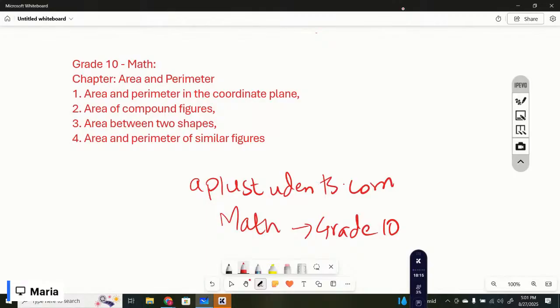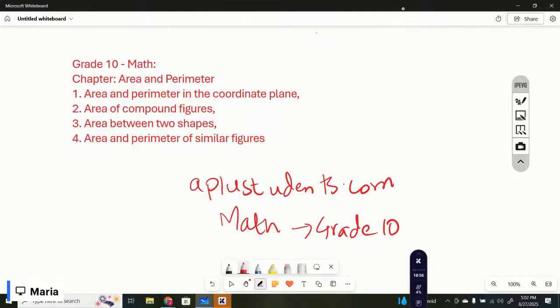We're going to start with the chapter area and perimeter. The lessons we're going to cover today are area and perimeter in coordinate plane, area of compound figures, area between two shapes, area and perimeter of similar figures.